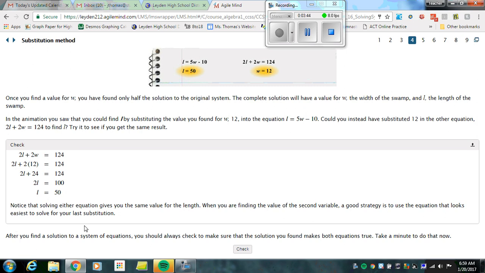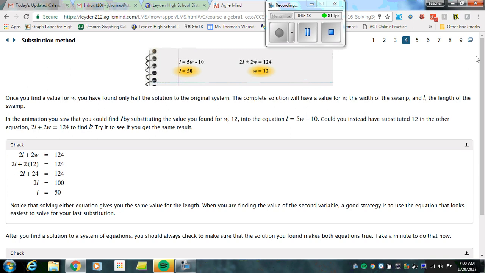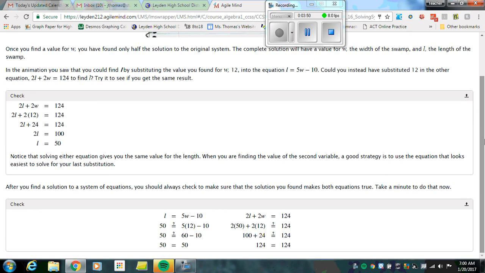So now let's check our solution by plugging in 50 for L and 12 for W. So L equals 5W minus 10. I replace L with 50. I replace W with 12. So when you simplify, you end up with 50 equals 50, so it works for the second equation.